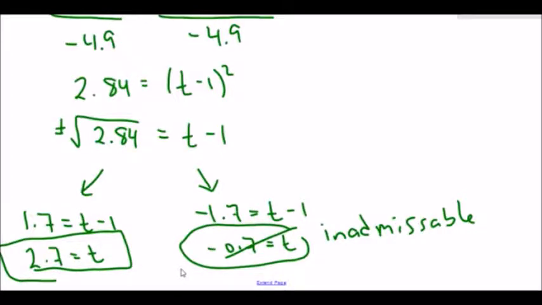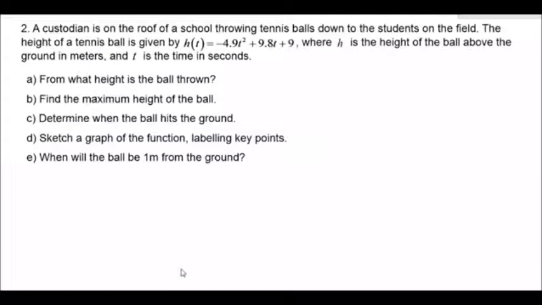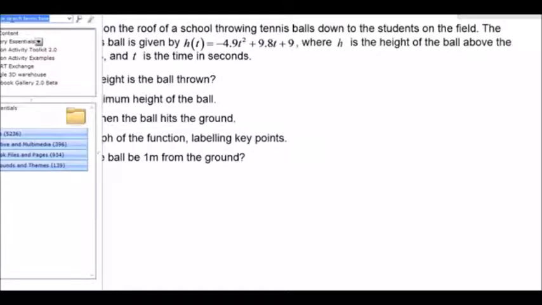Okay, what else do we have to do? Sketch a graph labeling key points. Okay, so let me grab a piece of graph paper here.